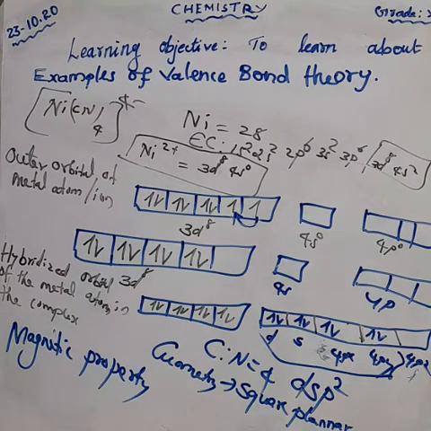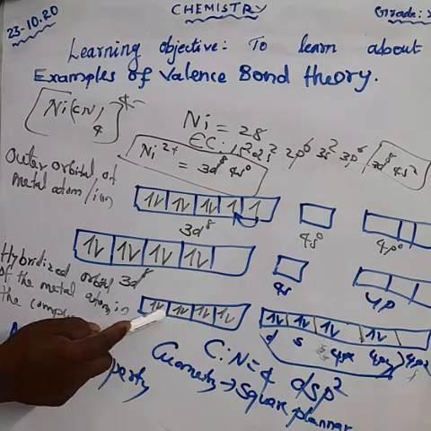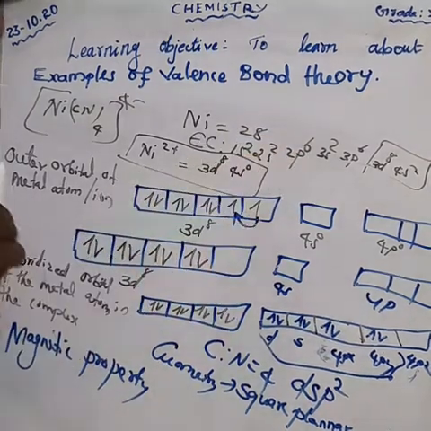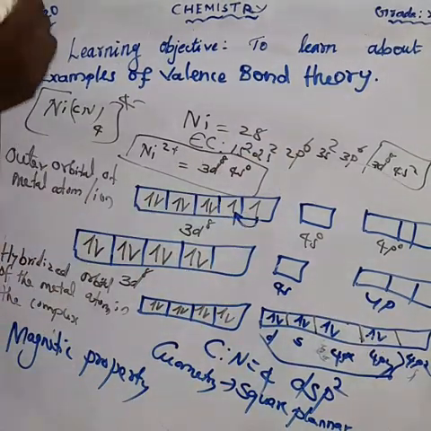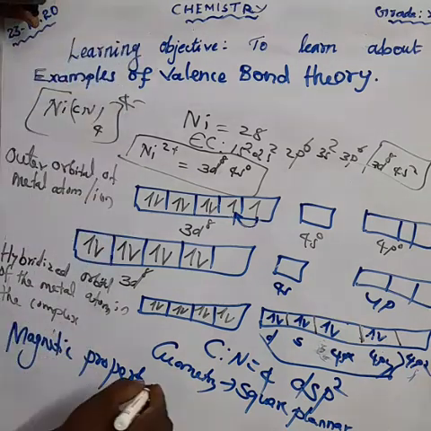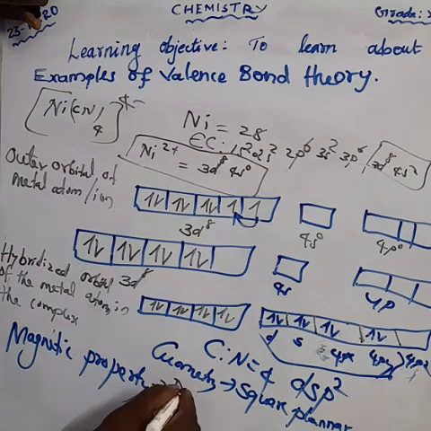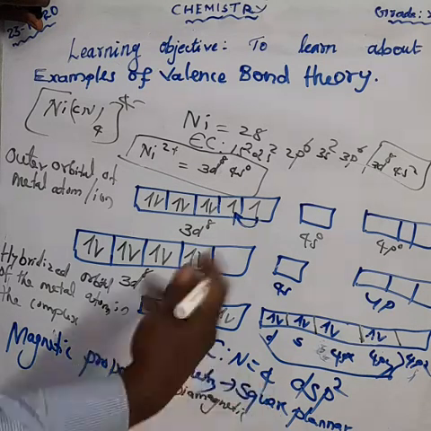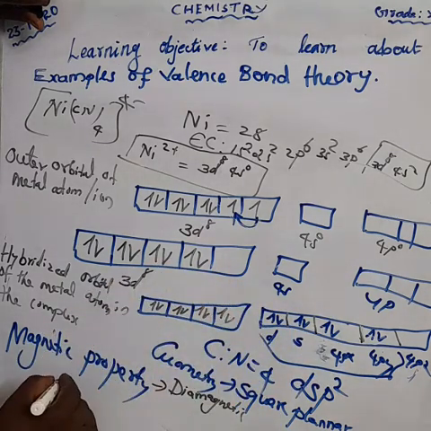How many unpaired electrons are there? Are there any unpaired electrons? All electrons are paired. Am I right? There is no unpaired electron. All electrons are paired, so it is diamagnetic in nature. Which nature? Diamagnetic. Diamagnetic nature. So you should find out the mu.